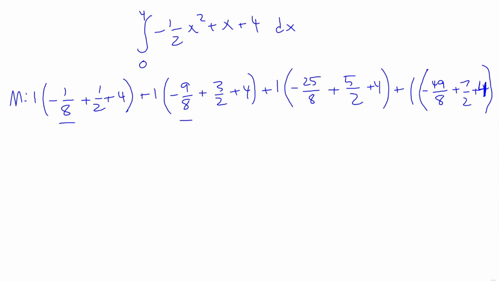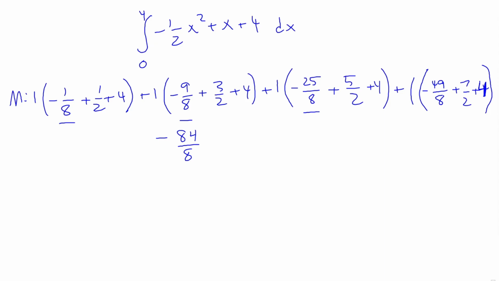Let's see, we got negative 1/8 and negative 9/8. That's negative 10/8, negative 35/8, and then that should be negative 84/8. If we add the negative 4, so negative 84/8. We're going to have a 1 half, a 3 halves, a 5 halves, and a 7 halves.